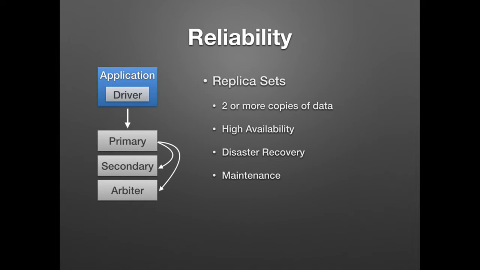The reason why we have 3 nodes is if we only had 2, then you could end up with a split brain situation where you can't hold an election to get a majority. This works, again, very well for high availability and disaster recovery. It also, from a maintenance perspective, lets you do rolling upgrades. So if you need to do OS patches, hardware upgrades, whatnot, you can, in a rolling fashion, go through, take a node out, do your maintenance, and then bring it back in.